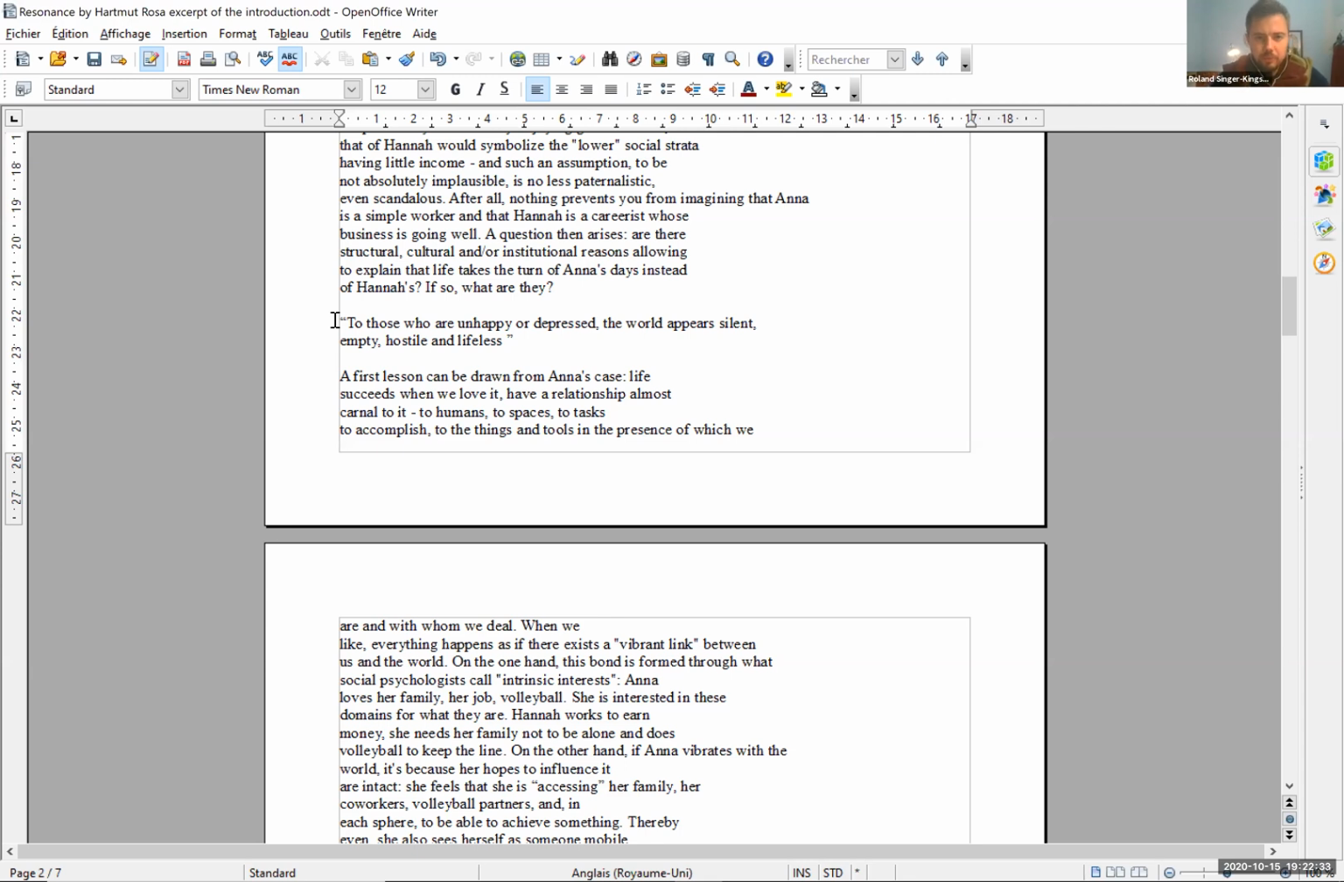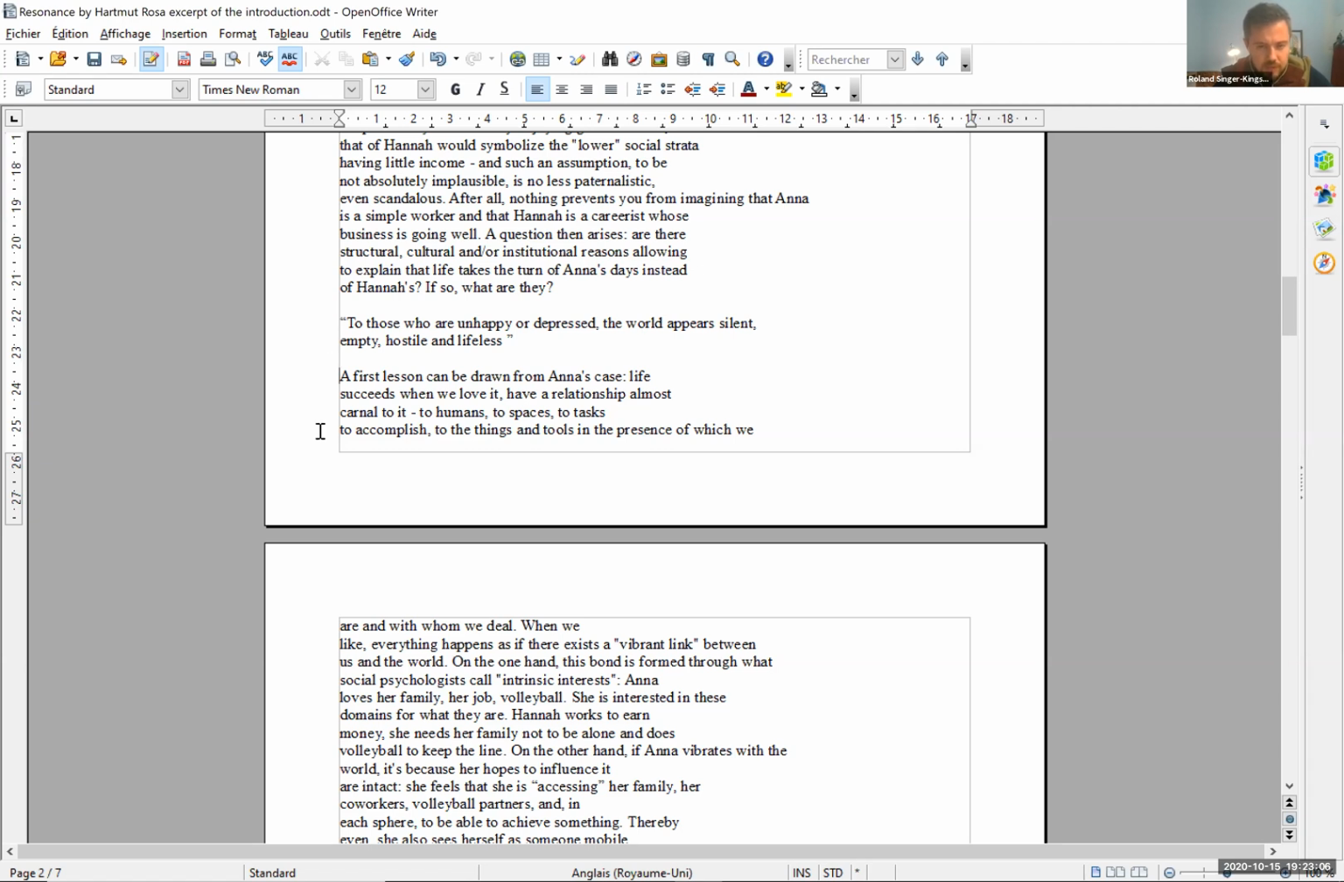To those who are unhappy or depressed, the world appears silent, empty, hostile, and lifeless. A first lesson can be drawn from Anna's case. Life succeeds when we love it, have a relationship almost carnal to it, to humans, to spaces, to tasks to accomplish, to the things and tools in the practice of which we are and with whom we deal. When we like, everything happens as if there exists a vibrant link between us and the world.